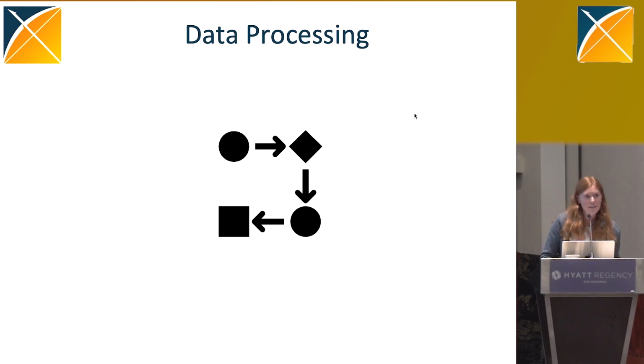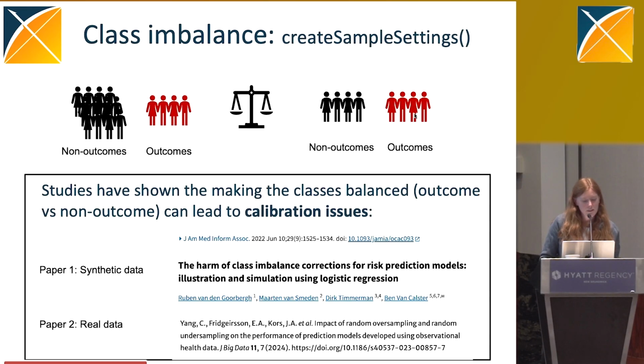Once you've done your split, the next step is the data processing. Now, I put in class imbalance. This is a common topic in machine learning, and a very common topic when you're developing prediction models: whether you should balance the classes. In pretty much every healthcare task I've investigated prediction models for, there's a big imbalance where the outcome is much rarer than the non-outcome. And there's a misconception, I'd say, that you should always balance.